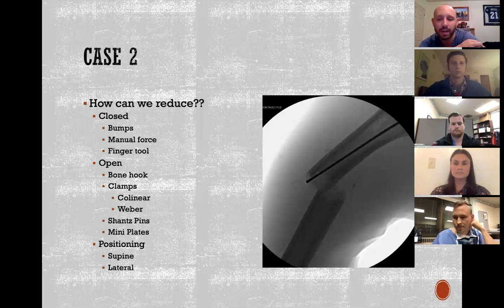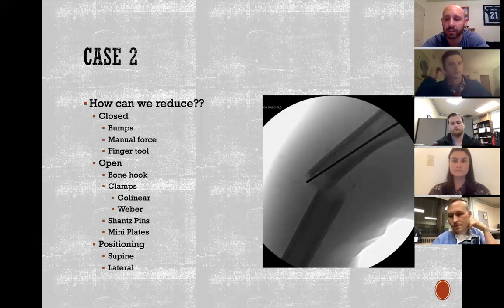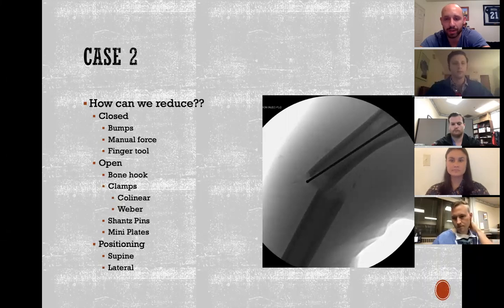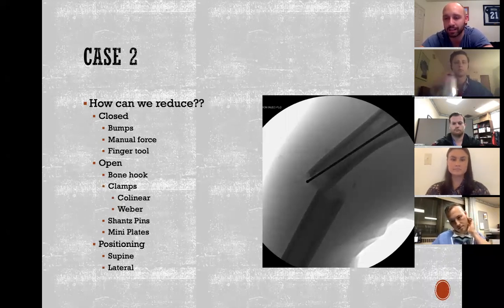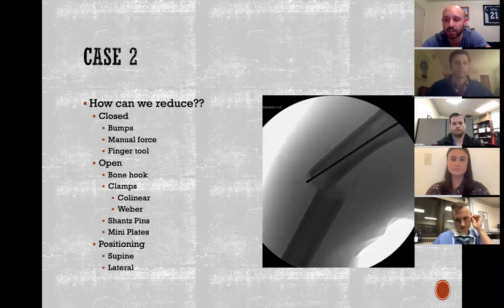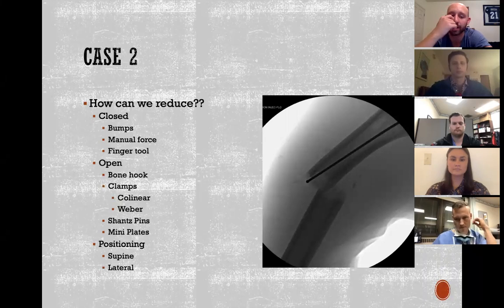Yeah, no, I agree with you. I love the finger. I think it's very useful, and it allows you to get a closed reduction rather than opening it up. Because with opening up, even if you're going to make a small incision for a collinear or Weber clamp, you're still violating some vasculature to that area and potentially disrupting some blood flow to that fracture site that you're trying to heal.